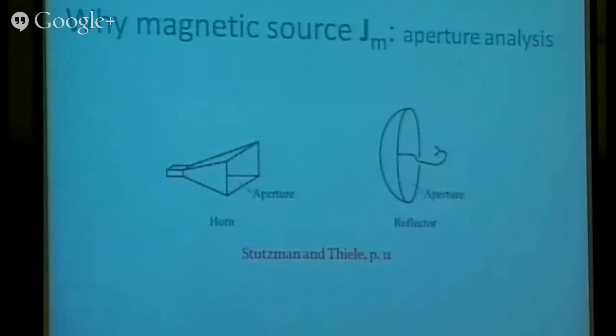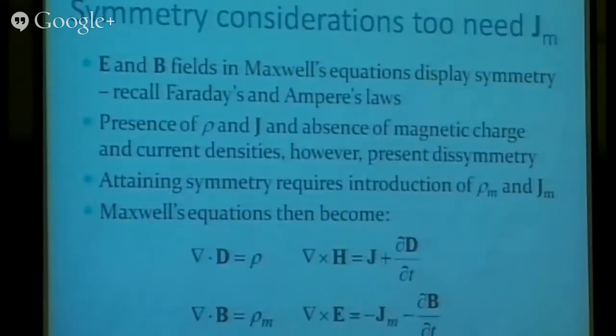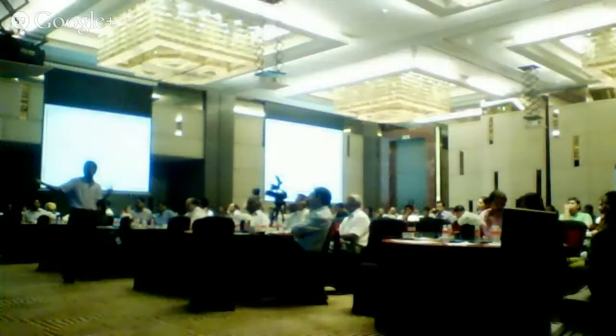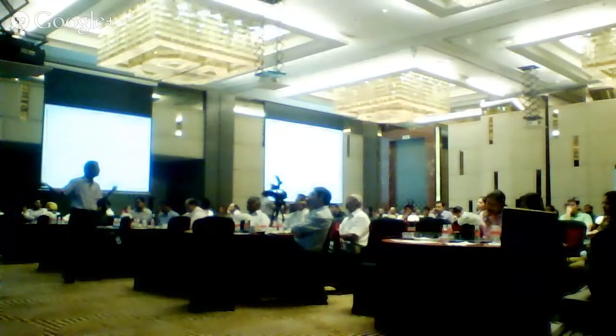So one is aperture antenna analysis. It is more convenient to introduce some sources at the aperture. Obviously, this aperture cannot support conduction current, so we can call that magnetic current. Another is symmetry in Maxwell's equations, and thirdly, the duality principle.